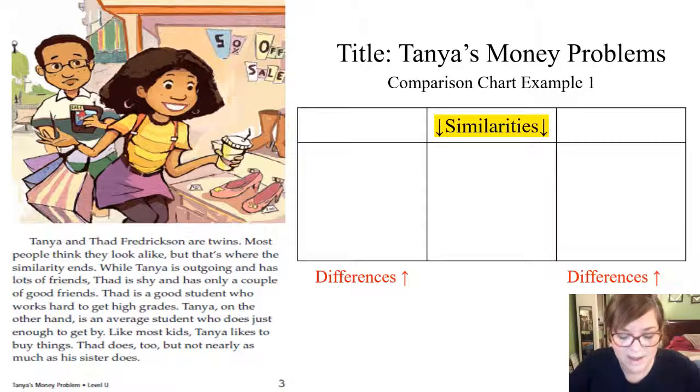write it now. So next, page 3 is what we're going to read first, and it's an introduction to 2 twins, Tanya and Thad, and it describes them. And I will read, and then we will compare and contrast them using our charts together. So, don't forget to look for similarities and differences as I am reading. So, Tanya and Thad Fredrickson are twins. Most people think they look alike, but that's where the similarity ends. While Tanya is outgoing and has lots of friends, Thad is shy and has only a couple of good friends.